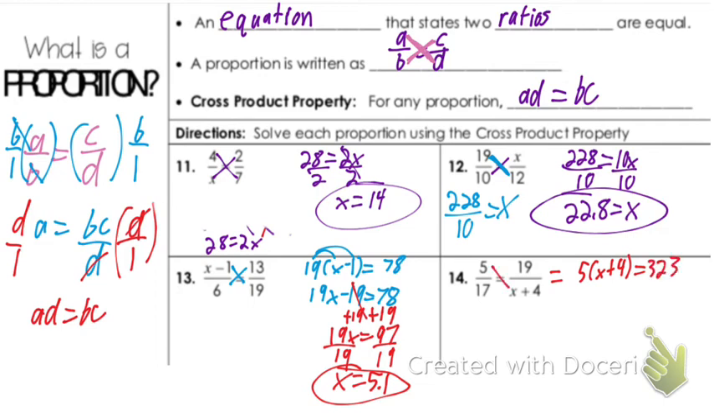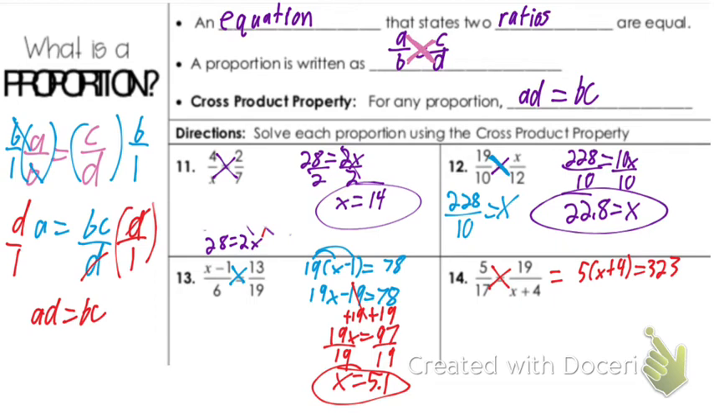That was music to my ears, Kelly, because you said it the exact way I would say it. 5 times the quantity of x plus 4 is equal to 323. Love that. Love the quantity of. Gives me shivers down my spine in the best way. So, 5 times the quantity of x plus 4.